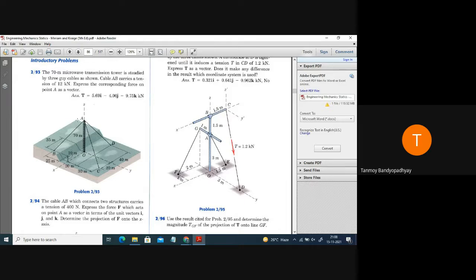And if I take the point A, what are the coordinates of the point A? A lies on the z axis itself. That is why the coordinates will be 0, 0, 70.